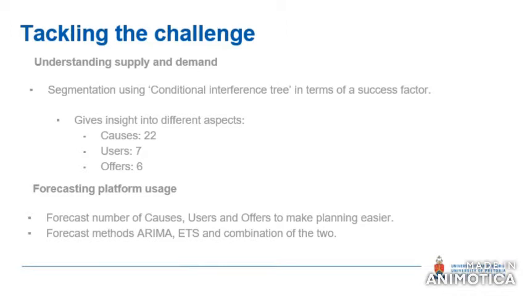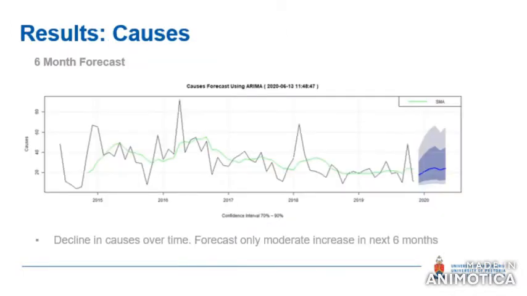Just as important as knowing the supply and demand side is making sure the platform has enough courses, users, and offers registered at every given moment. Forecasting methods using ARIMA, ETS, and a combination of the two were used to predict the usage of the platform in the future. For the example of our results, let's look at the courses.